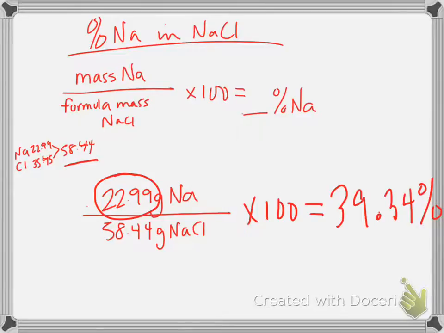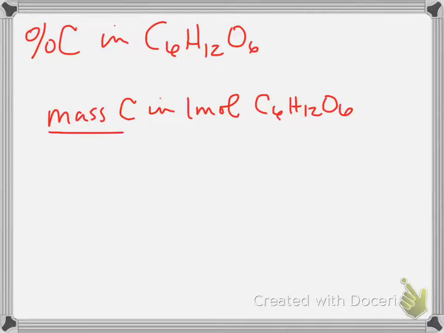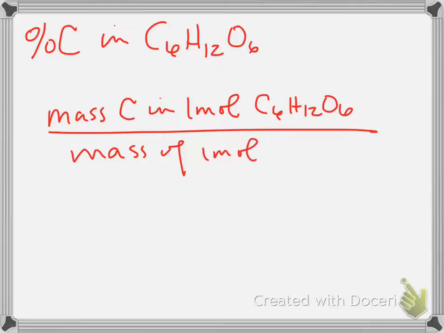Okay, let's do another one. Okay, so we want the percent composition of carbon in C6H12O6. And to do that, we're going to need the mass of carbon in 1 mole of C6H12O6 divided by the mass of 1 mole of C6H12O6 times 100. So in every mole of sucrose, how much carbon do we have?